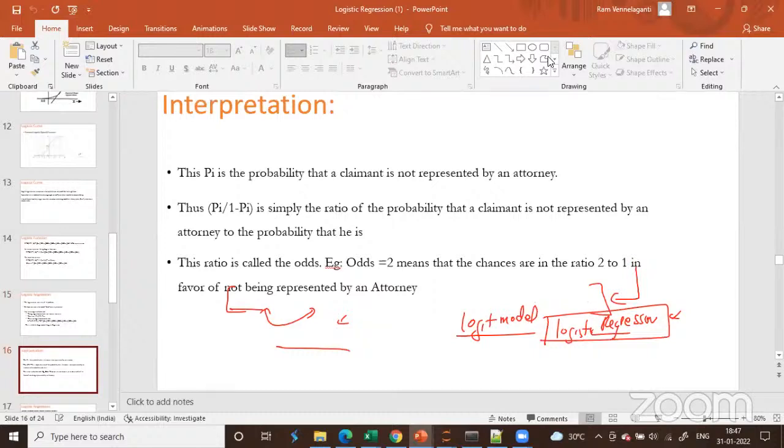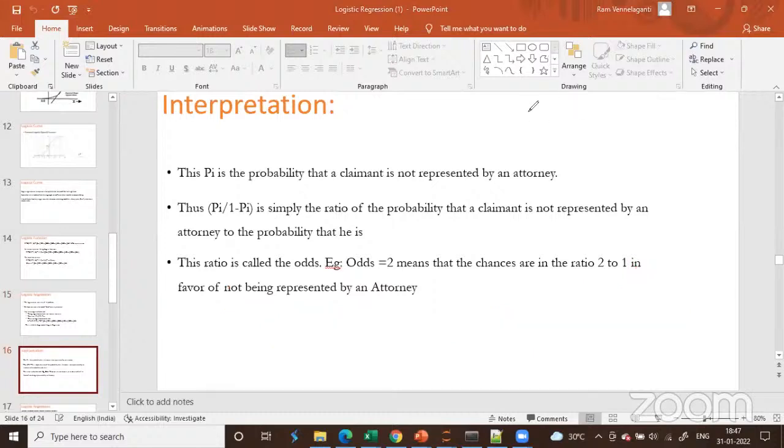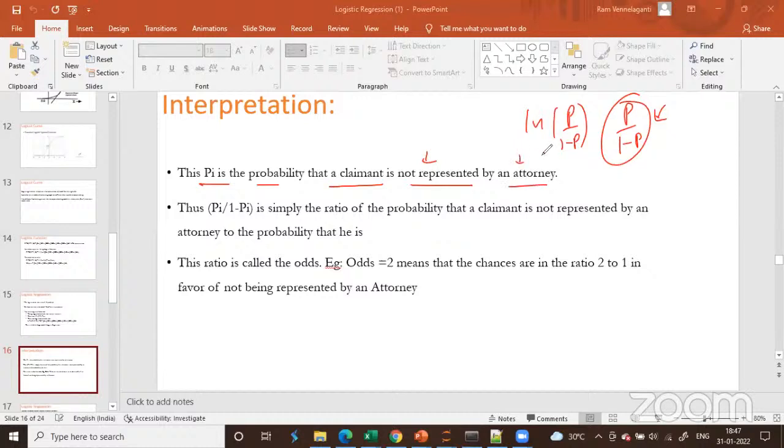What is this term that I've introduced? Log of p by 1 minus p. Let us try to understand what this p by 1 minus p term is. P is the probability that the claimant is not going to be represented by an attorney, or the claimant is not going to consult an attorney. So we are assuming that P is the probability that the claimant is not going to consult an attorney.